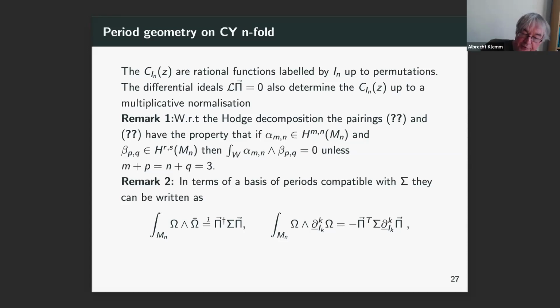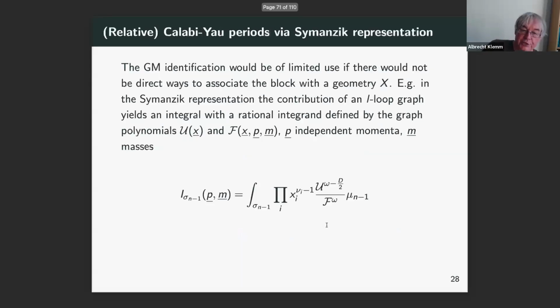And of course, if you have the periods, then you can write this with this intersection form, this pairing. So for instance, this would be the quantity that gives the Kähler form, and this gives the quantity which gives this Griffiths relation. So this one is the real condition, this one is the holomorphic condition.